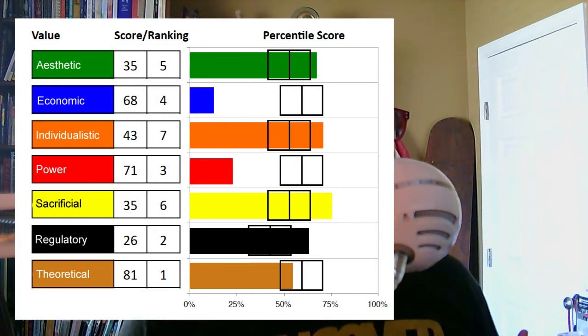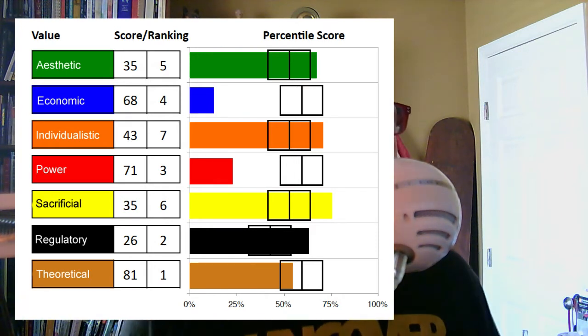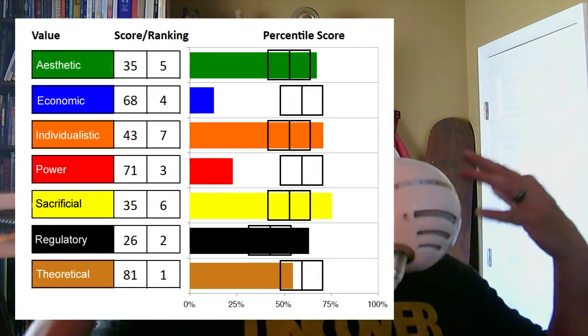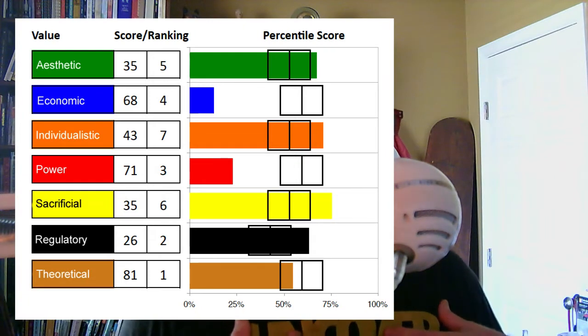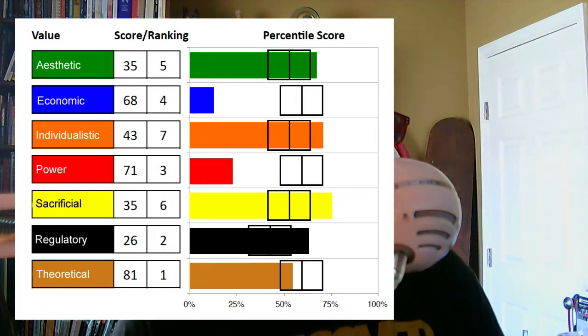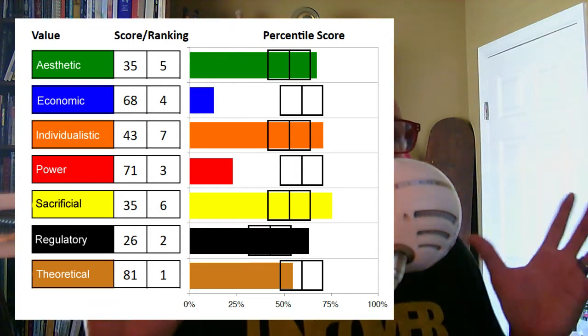High regulatory mindset. I'm a high regulatory, so what do I do? I hold myself to standards that are completely unreasonable. I'm a black and white thinker. There's no wiggle room. There's no gray. All these kinds of things. I'm mission driven, cause oriented. I don't seek my own self. I seek other people and see how I can help them. I'm a high aesthetic, high individualistic, low economic combination. So now I'm a flipping unicorn.